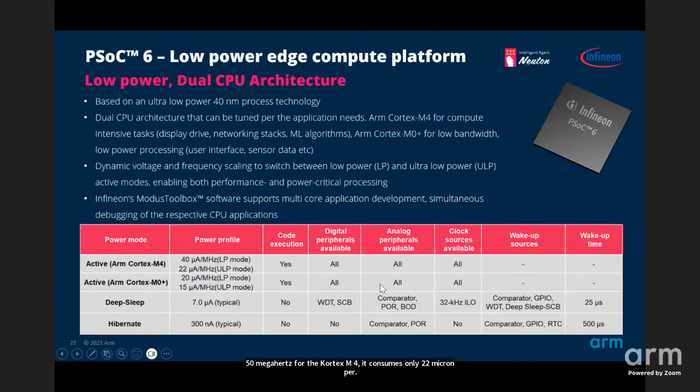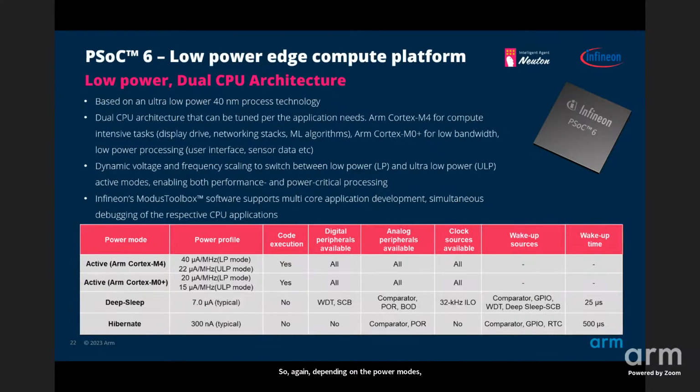Even further reduction is possible if, for example, you go to the M0 plus operating domain. Naturally, compared to the M4, that's a much smaller power profile: 20 microamps per megahertz in LP mode, and 50 microamps per megahertz in ULP mode. In this ULP mode, the M0 plus can operate up to 25 megahertz. But in the highest frequency mode, the cores can operate up to 150 megahertz for the M4 and 100 megahertz for the M0 plus respectively. So again, depending on the power modes, various peripherals are available.